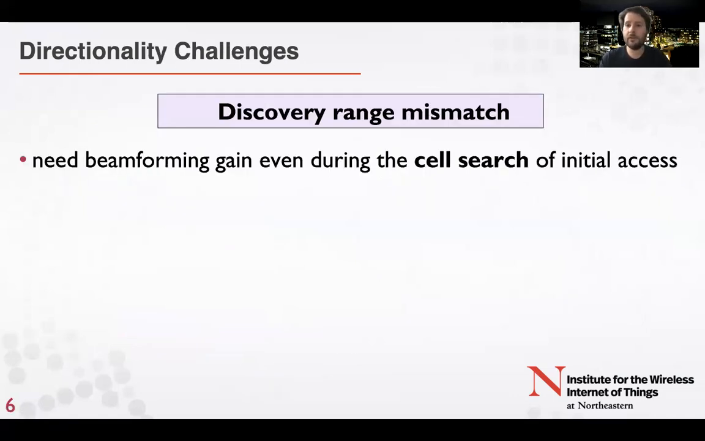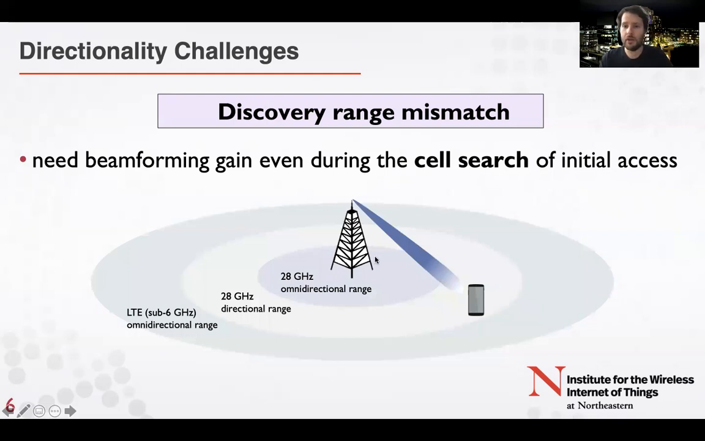So there is a need for procedures to manage the directionality in two different steps of the whole connectivity of the user. The first one is the initial access. There is a mismatch in the discovery range between, for example, sub-6 omnidirectional signals, but even between 28 gigahertz directional signals or 28 gigahertz omnidirectional signals. So you cannot use omnidirectional signals for your control plane, because otherwise, if you then use directional signals for the data plane, you would have a mismatch between the range that you can achieve with omnidirectional transmissions and the range that you can achieve with directional transmissions. So you need directionality even during cell search.